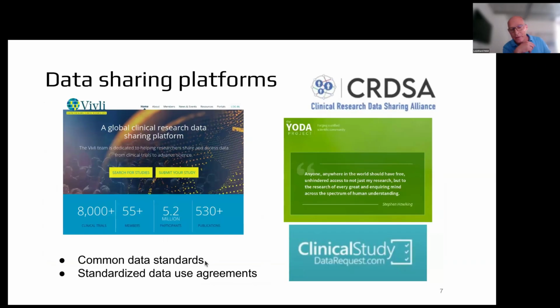But we do have platforms to share data, and here are a few screenshots from the most important ones. There's Vivli, a global clinical research data sharing platform where you can ask for access to clinical trial data, where you can study metadata on the available trials they have. And you see they have, in this screenshot, already more than 8,000 clinical trials' data available on that platform.